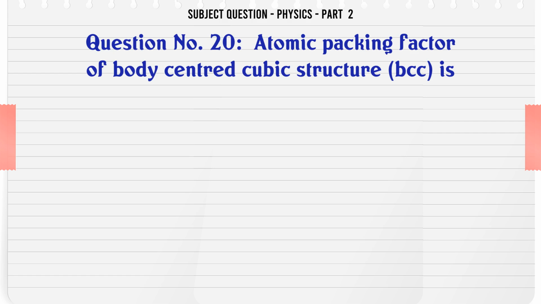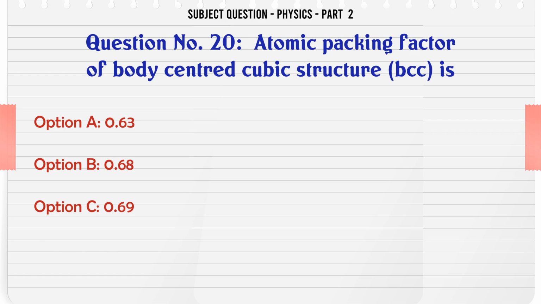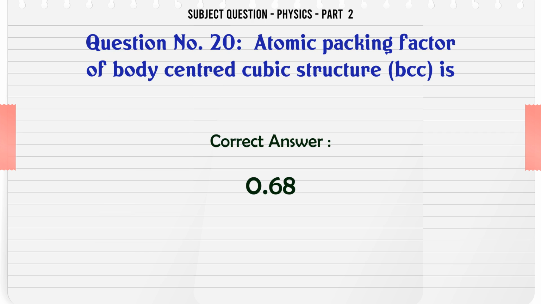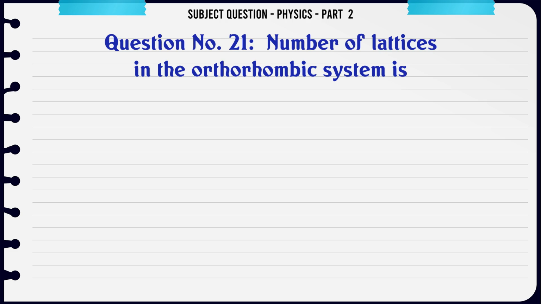Atomic packing factor of body-centered cubic structure, BCC, is: A. 0.63, B. 0.68, C. 0.69, D. 0.73. The correct answer is 0.68.